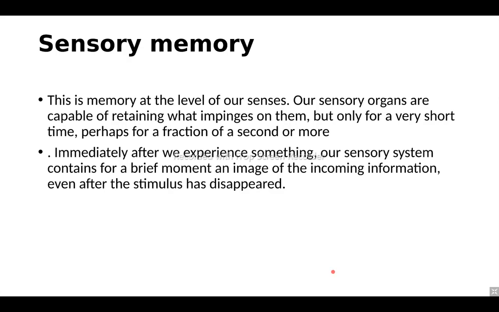So the first part of this memory is what we call the sensory memory. This is the memory at the level of our senses. In other words, the sensory memory is where we are immediately aware of what is happening right now. That is why we are saying it is at the level of our senses. Right now, what is happening, we are sensing it, and that is the sensory memory. Our sensory organs are capable of retaining what impinges on them, but only for a very short time.